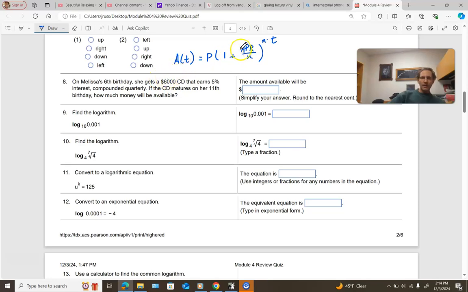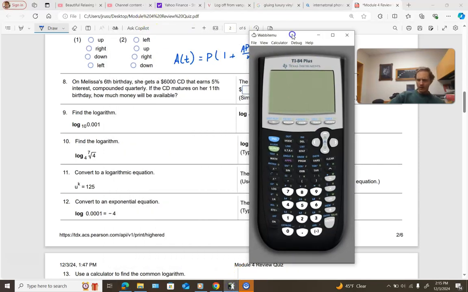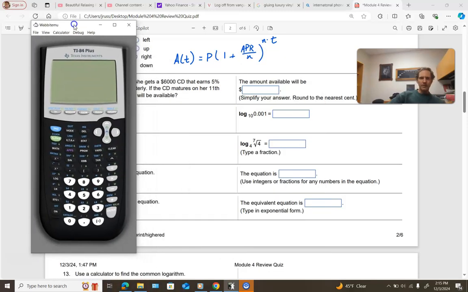So P is $6,000, the APR is 0.05, because that's what 5% would be as a decimal. And if it's compounded quarterly, that means it's done 4 times a year. So your value of N would be 4. And then if it's from her 6th to 11th birthday, that's a time span of 5 years. And so I'm going to model this in the calculator.